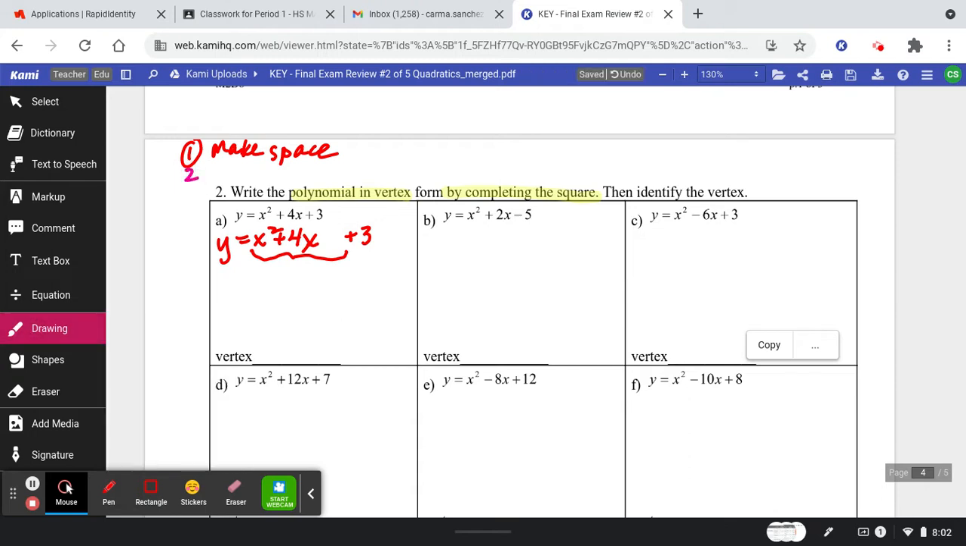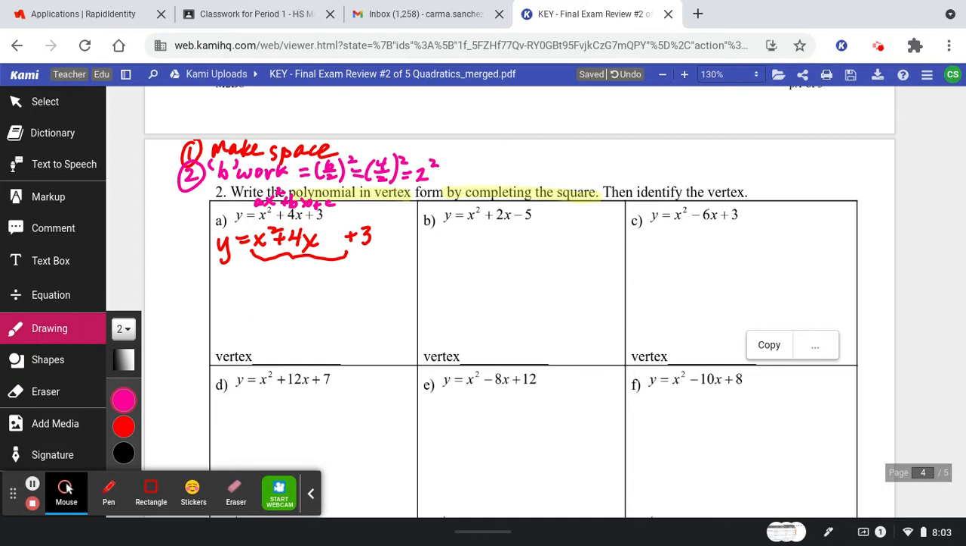So step 2 is the B work. Meaning if this is ax squared plus bx plus c, the 4 in the middle is your b value. So we go b over 2, or take half of b. So 4 over 2 is just 2 squared. So to complete this square, I'm going to be adding 4 because 2 squared is 4.